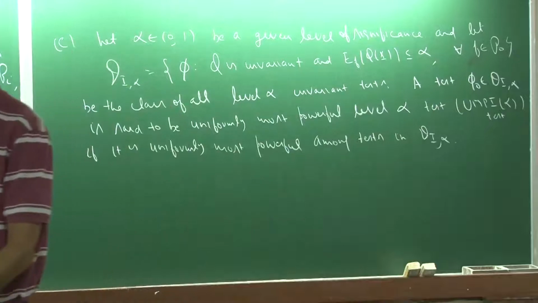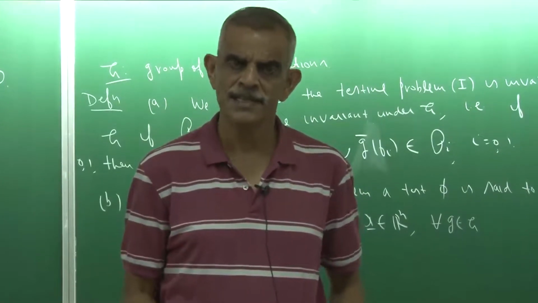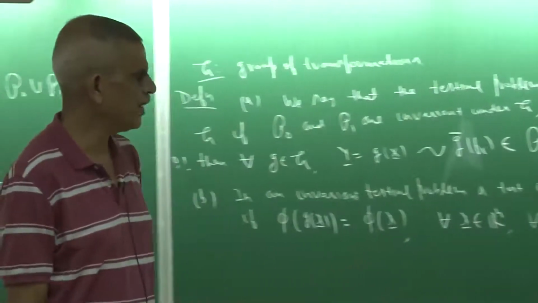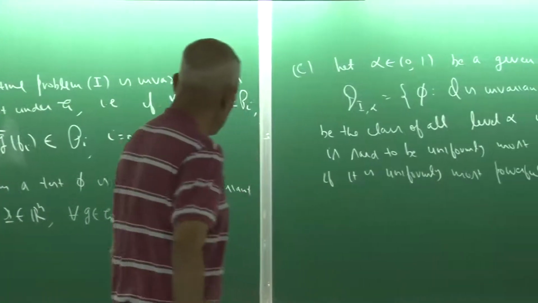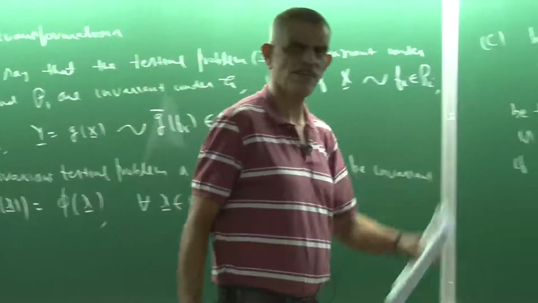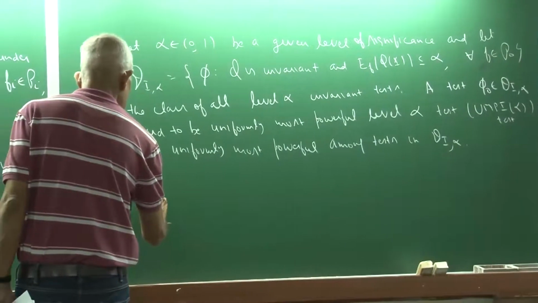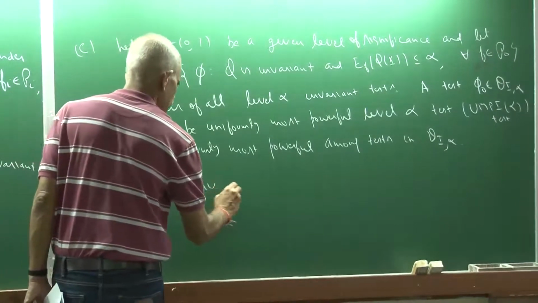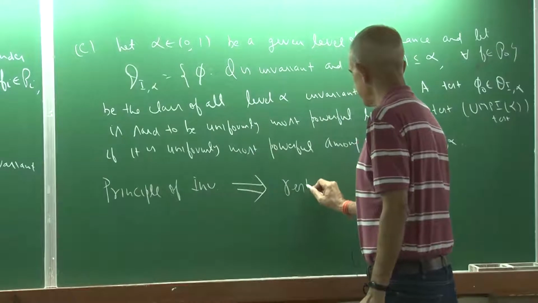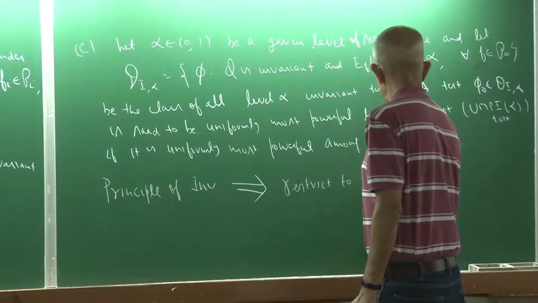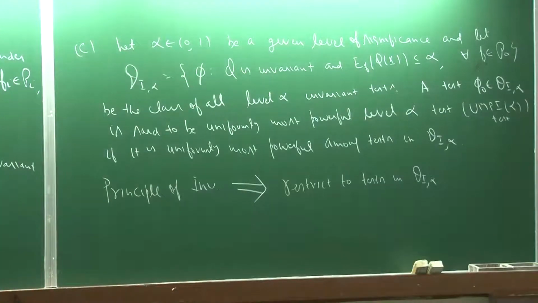So very simple concepts. You define the concept of invariance, then you define the class of all invariant tests which have level alpha, and then the one which is the most powerful over there, I can call that a UMPI alpha test. So the goal is to find UMPI alpha tests. Why should I restrict to the class of invariant tests? That is guided by the principle of invariance. So the principle of invariance guides that restrict only to invariant tests, D alpha, and then try to find the best tests over there.